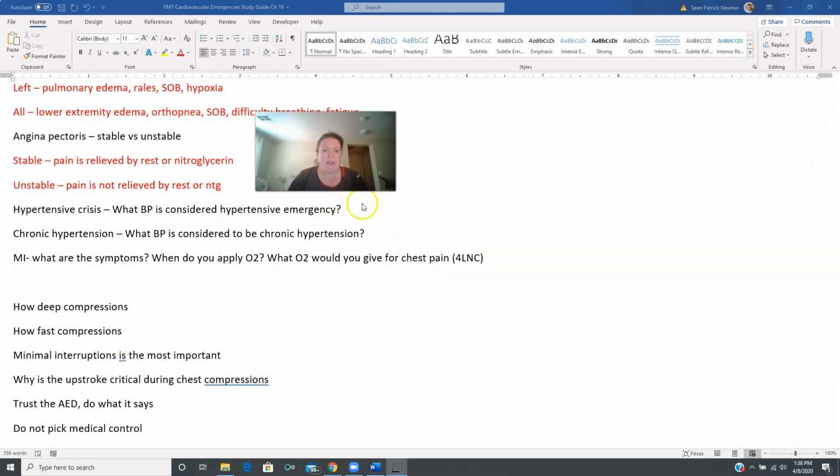Okay, hypertensive crisis. What is considered a hypertensive crisis? A systolic blood pressure greater than 180. Chronic hypertension is greater than 140/90.